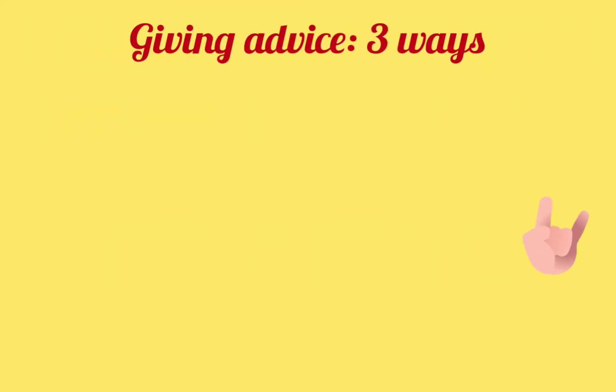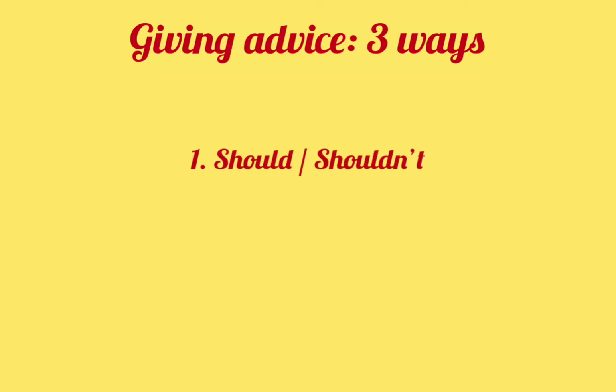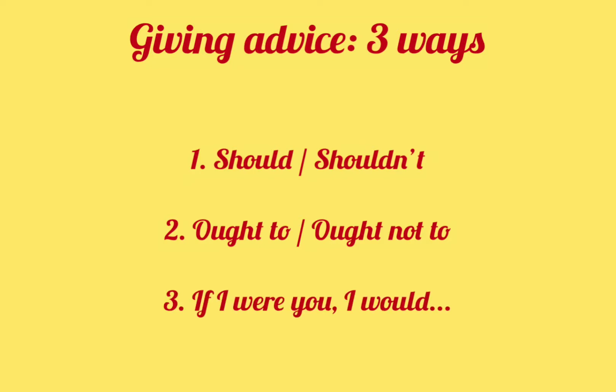So we've looked at 3 ways of giving advice. Firstly, we looked at should and the negative form shouldn't. Secondly, we looked at ought to and the negative form ought not to. And thirdly, we looked at the formula if I were you, I would. Now if you want to use that in the negative form, it would be if I were you, I wouldn't.